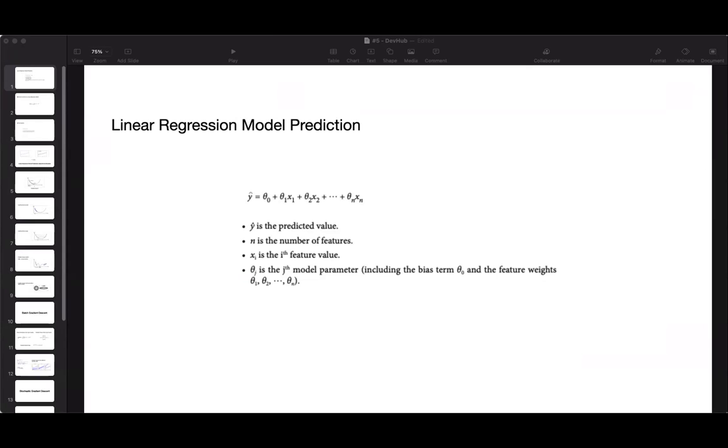So here you can see, is this visible? This equation and something written below?